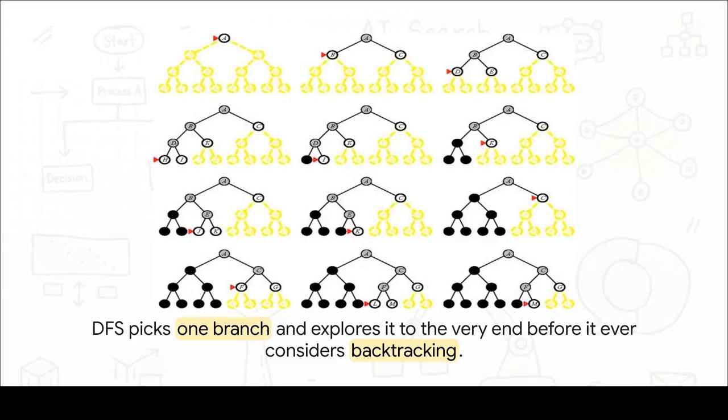It picks that one branch on the left and just keeps going, deeper, deeper, deeper. It only backtracks just one step when it hits a dead end and has no other choice. It's got total tunnel vision, and that's the whole point.